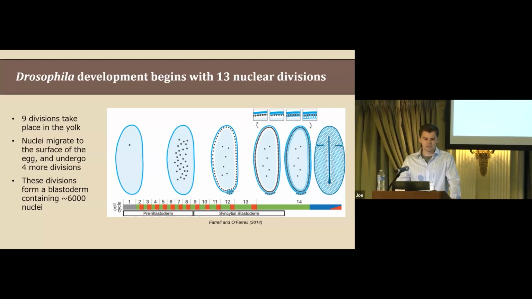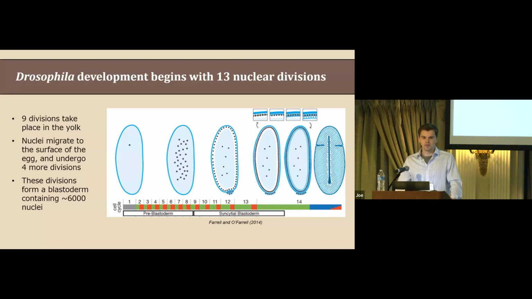And so this process is extremely rapid and very interesting to watch. In the first 9 divisions, these nuclear divisions are happening inside the yolk of the embryo, but after these 9 divisions, nuclei move out towards the surface and go through 4 more divisions.